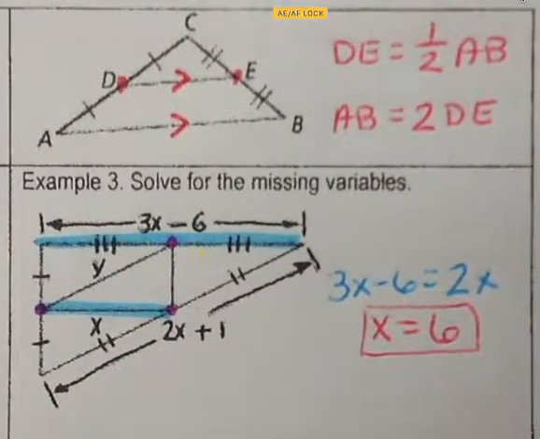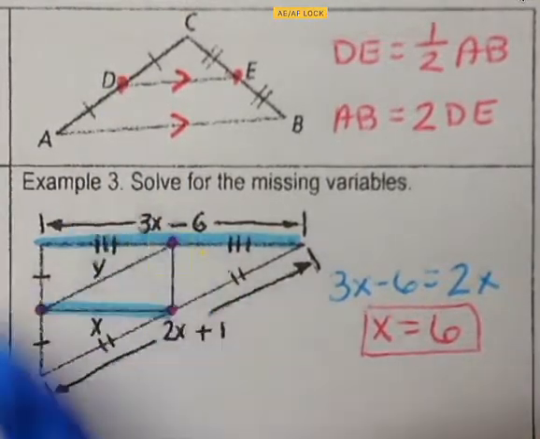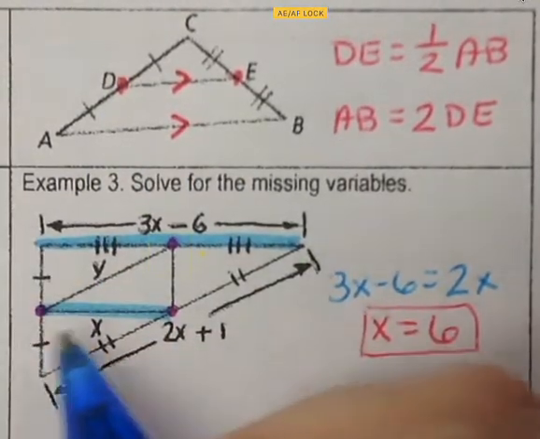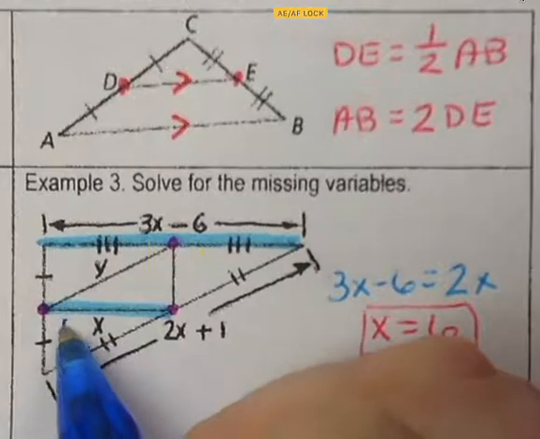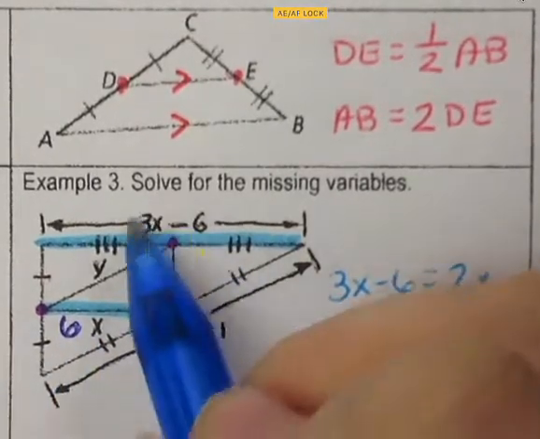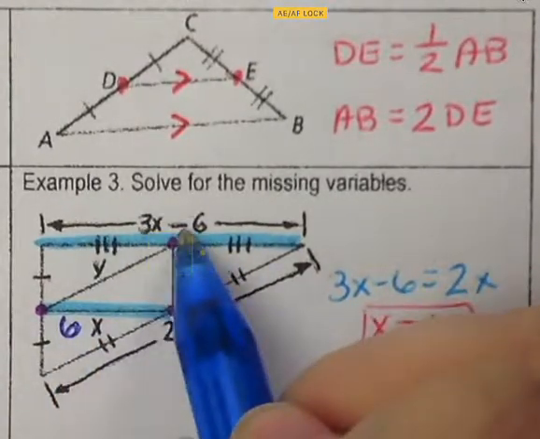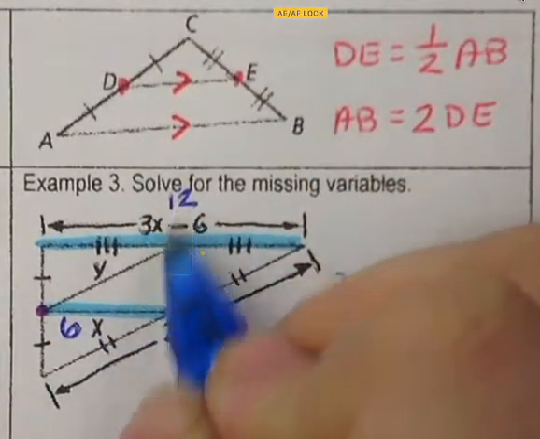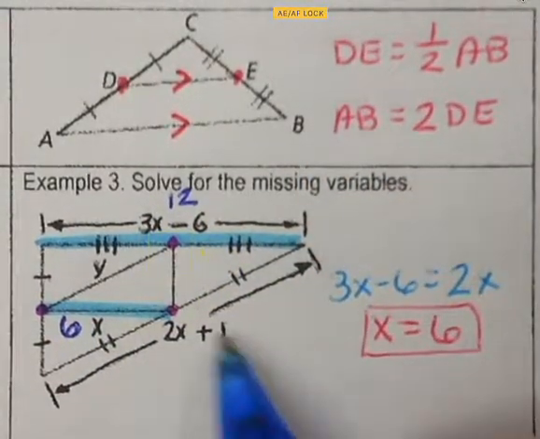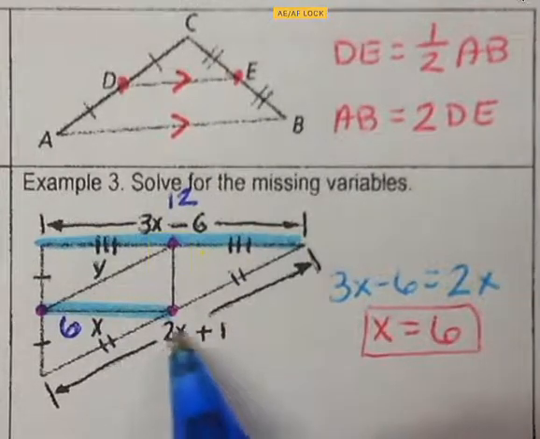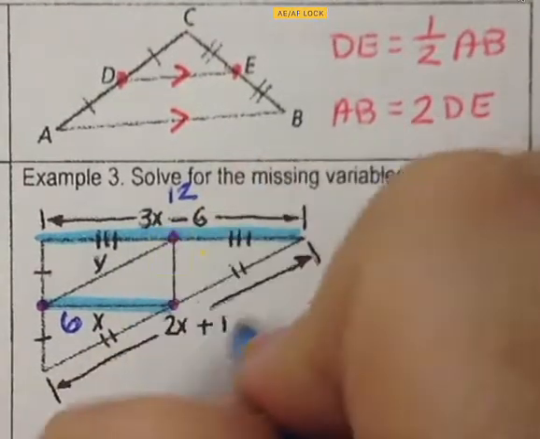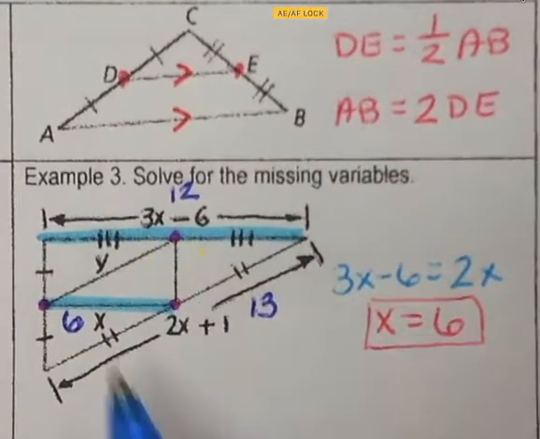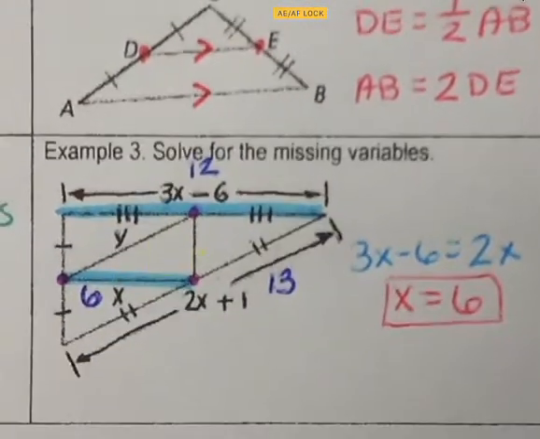Now that we have the 6, we can actually plug that 6 into here to figure out our numbers. So if this x is 6, we can just put 6 here. 3 times 6 is 18, minus 6 is 12. And 6 is half of 12, so we know that that is actually correct. We also have an x here. 6 times 2 is 12, plus 1 is 13. We still have to find the y value.